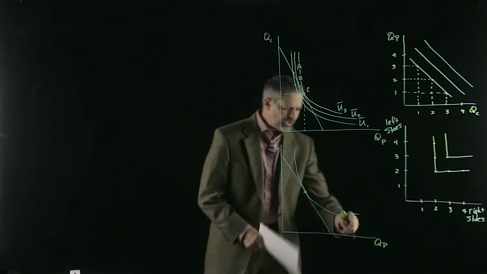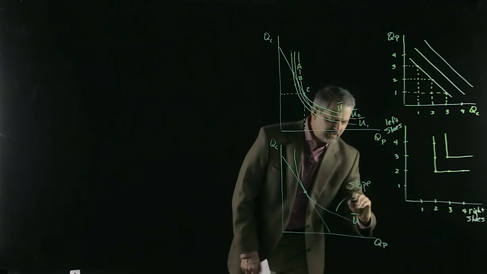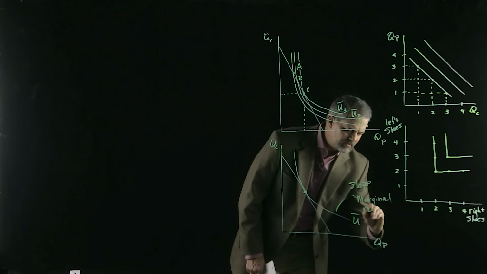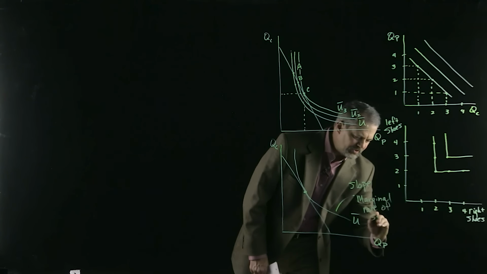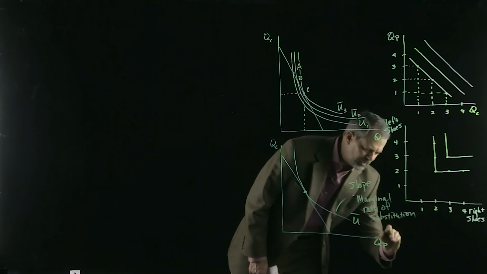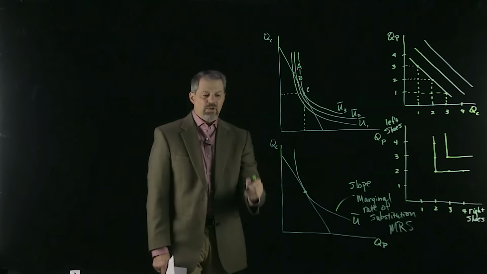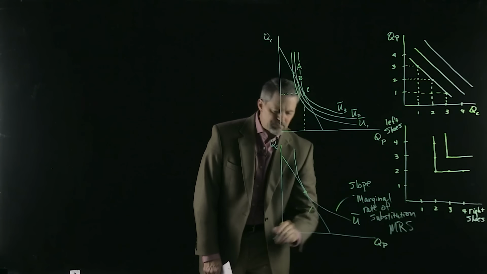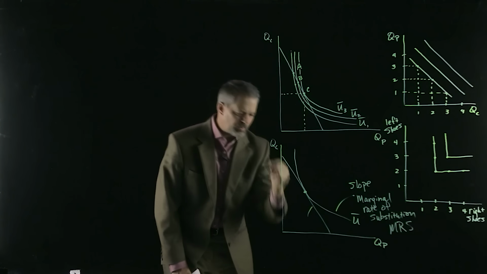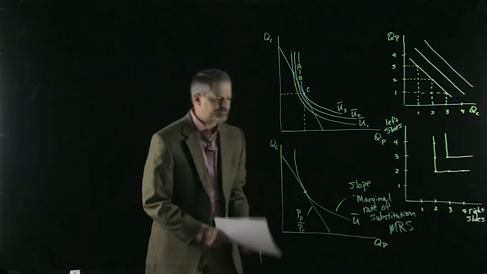Now we call the slope of an indifference curve, the slope, it's equal to what we call the marginal rate of substitution. Marginal rate of substitution. We abbreviate it MRS. We saw the slope of the budget constraint earlier. It's the price of this good divided by the price of that good. It's the price of pizzas divided by the price of Cokes.